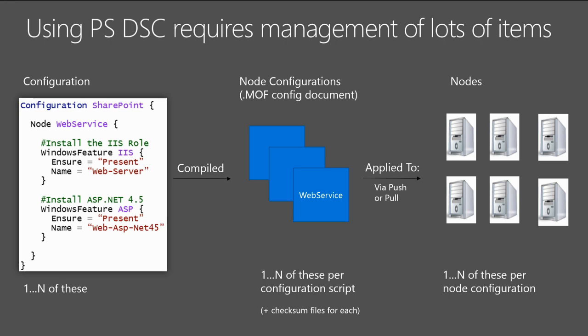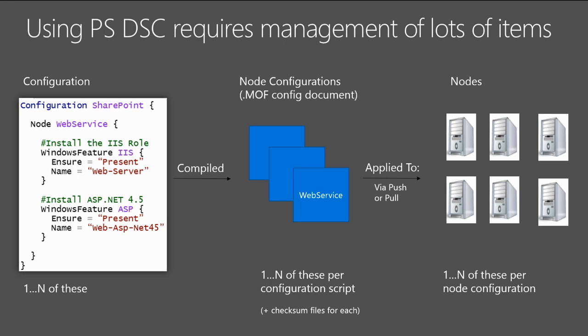On the left, you have the configuration script. This is in PowerShell, but you can see it's nice. You declaratively say what you want. In this case, I'm saying the web service role: every node, every VM that should get that should have IIS and ASP.NET installed. This is obviously a very simple example.